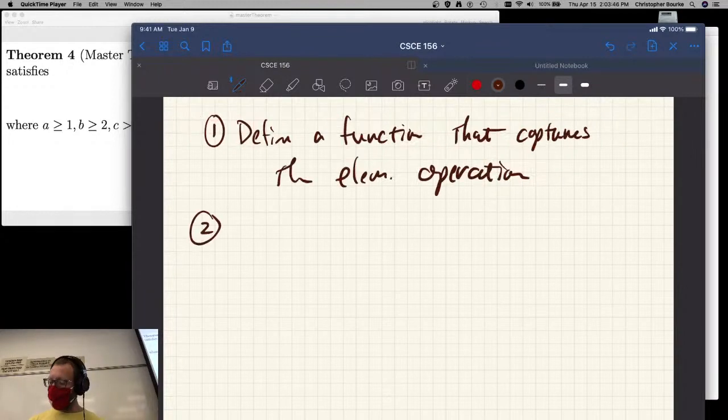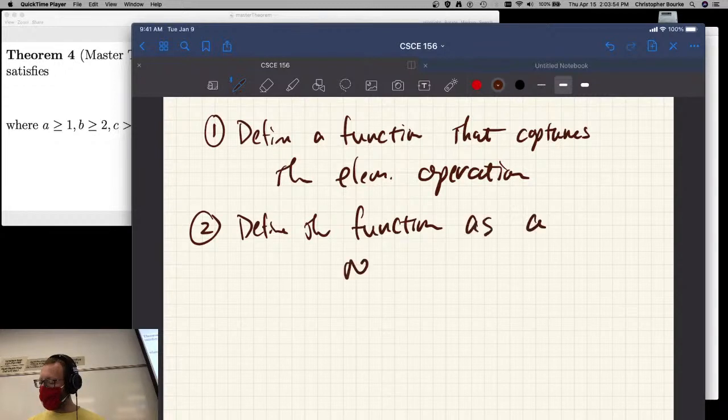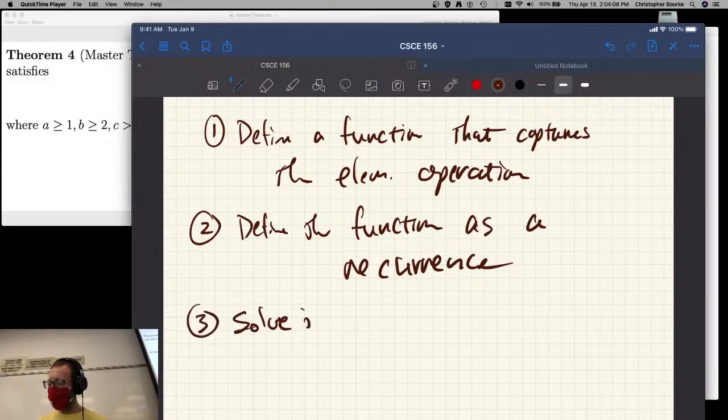Two, we need to define the function as a recurrence. That means that the function itself is going to depend on itself. It's going to refer back to itself. And then finally, three, solve it. That's the step that we're going to skip because we're going to use a nice little tool to do it for us.